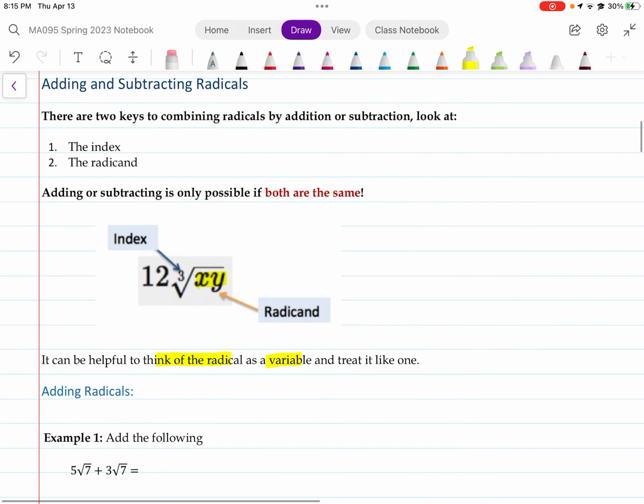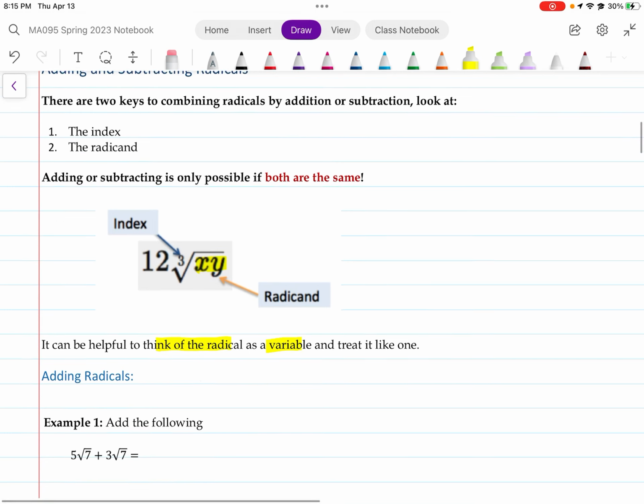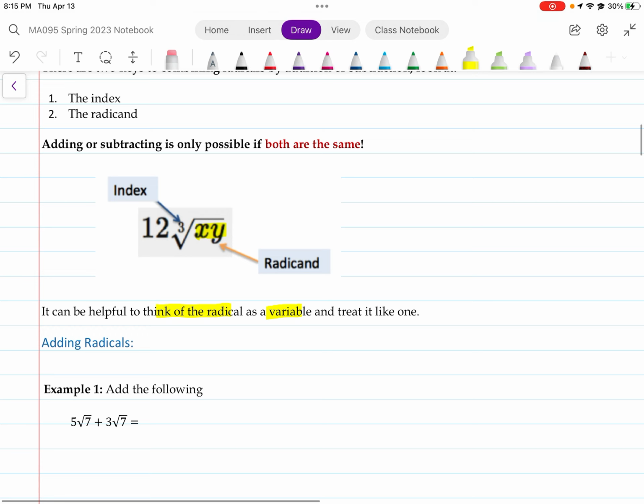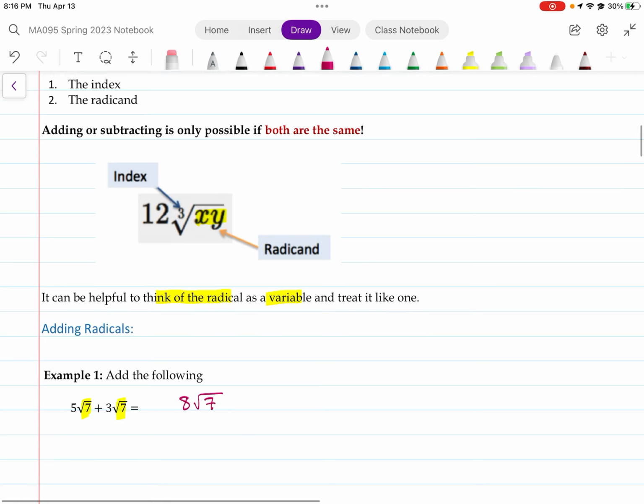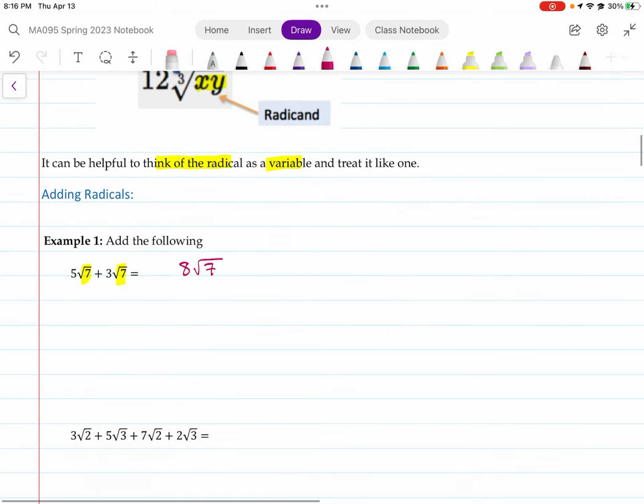So when you add radicals, for instance, 5 square root of 7 plus 3 square root of 7, treat the square root of 7 like a variable, and we've got 5 of them here on the left, and then 3 of them on the right. When we add those together, we get 8 of them. 8 square root of 7s, if you want to think of it that way. So that's what I mean by treat it like a variable.